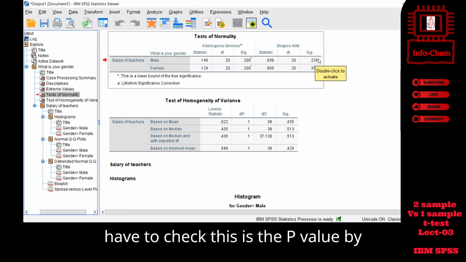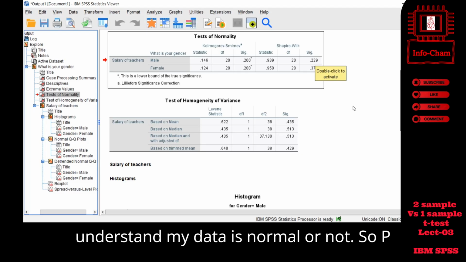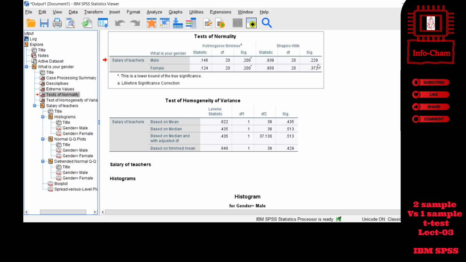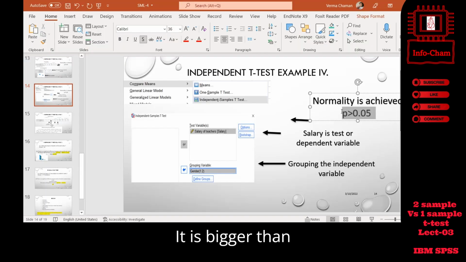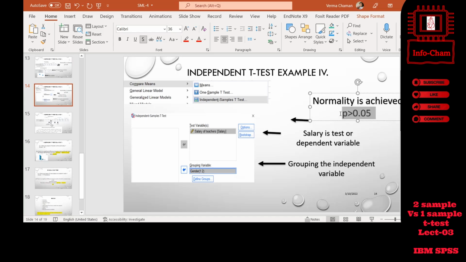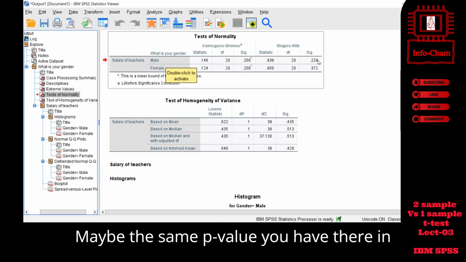Okay, we have to check this P value given by the normality test. So now we have to understand whether my data is normal or not. So the P value is here, is it bigger than 0.05, right? Have a look. It is bigger than 0.05. In that case, normality is there. So my data of the male group is normal, right? Maybe you have the same P value in your system.